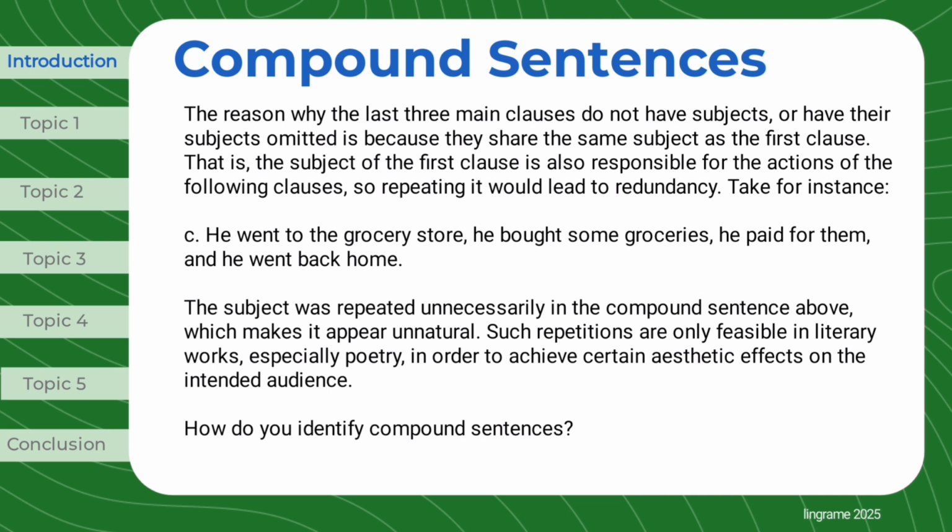Take for instance, he went to the grocery store, he bought some groceries, he paid for them, and he went back home. The subject was repeated unnecessarily in the compound sentence above, which makes it appear unnatural. Such repetitions are only feasible in literary works, especially poetry, in order to achieve certain aesthetic effects on the intended audience. How do you identify compound sentences?